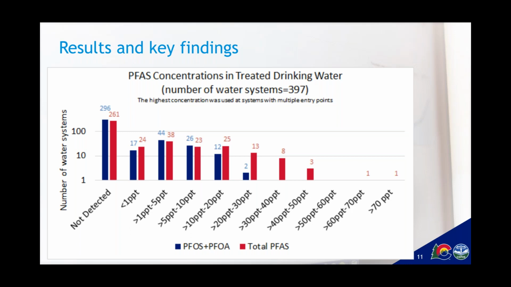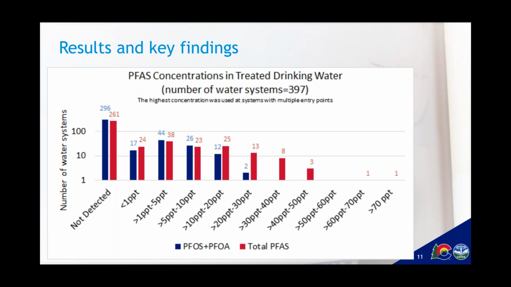But the big takeaways are, you can see for not detected, about 3/4 of the systems didn't detect PFOS or PFOA. And for detection, we use the actual method detection level and not the reporting level that a lot of other states are using. And so you can see if we use the actual reporting level, the less than 1 part per trillion, even some of the 1 part per trillion to 5 parts per trillion would also probably get lumped into not detected. But we decided that anything the lab identified as detected, we would show with an actual value.